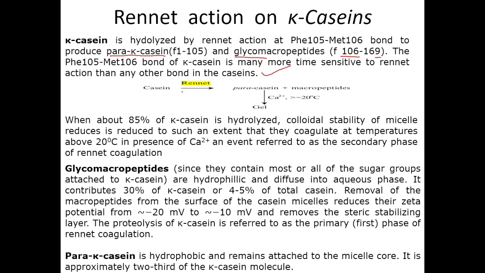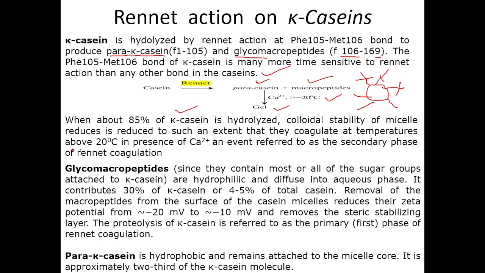So when rennet acts on casein, you will have para kappa casein and glycomacropeptide, and this para kappa casein in the presence of calcium at a temperature above 20 degrees Celsius gets precipitated to form a gel, that is the cheese making process. During cheese making we have the gel formation. Now, when 85% of the kappa casein is hydrolyzed, the colloidal stability of the micelles is reduced to such an extent that they coagulate at a temperature above 20 degrees Celsius.